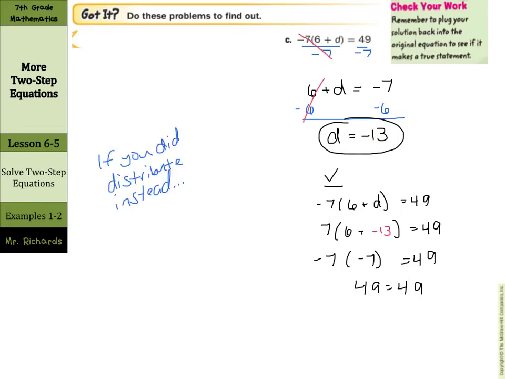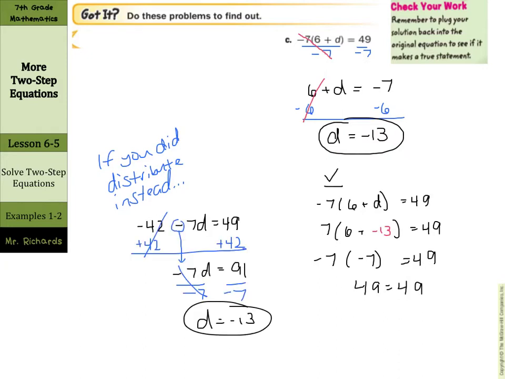Now, what would this look like if you did distribute instead of dividing by negative 7 to start the problem? Well, it looks a lot more difficult. Because after distributing, you would have negative 14 minus 7d equals 49. Then after adding 42 to both sides and dividing by negative 7, you'll still get d equals negative 13. But again, look at the difference between the ease of solving this question versus solving this question. This is easier, and it's meant to be. So let's make sure we're practicing it that way when we can.